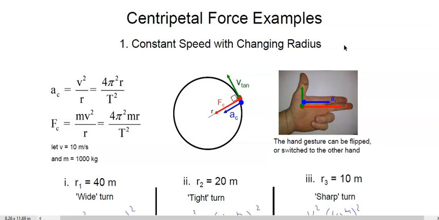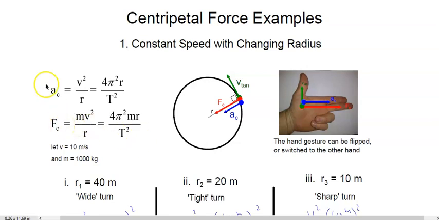Today we will be discussing centripetal force examples, in particular constant speed with a changing radius. Let's take a look at what happens when we go from a wide turn through a tight turn through a sharp turn and see the changes that are produced in the centripetal acceleration and the centripetal force respectively.